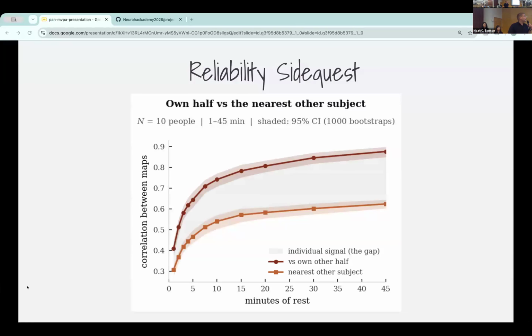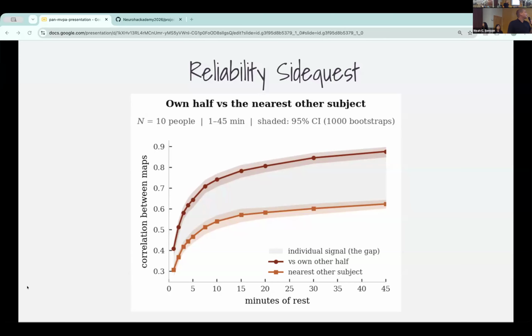So my first plot takes the resting state fMRI data and splits it in two halves, getting a target from one set and using the other to measure how reliability evolves as you add more data. The dark red line shows the same individual as we add more data versus the full other split, and the other line is compared to the nearest other subject.